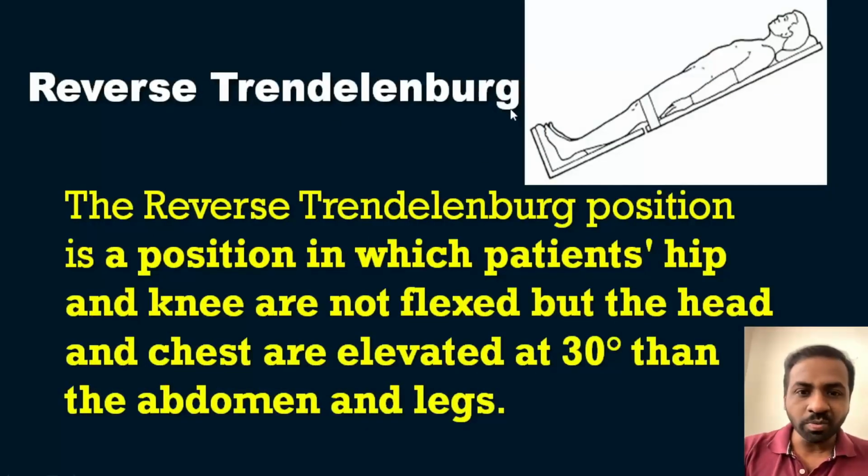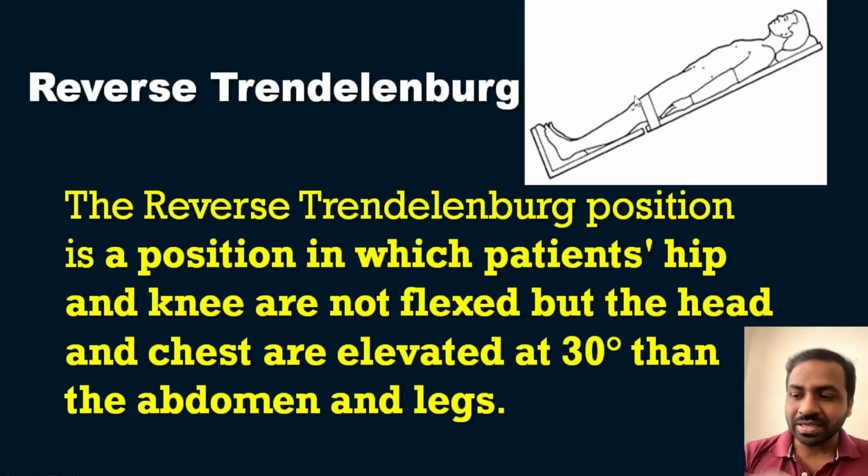And we will see what is a reverse Trendelenburg. It is exactly opposite to the Trendelenburg position, and that was the question we asked now. In the reverse Trendelenburg position, the patient's hip and knee are not flexed, but the head and the chest are elevated at 30 degrees compared to the abdomen and the legs. The body is in a lower position, and it is not bent also.